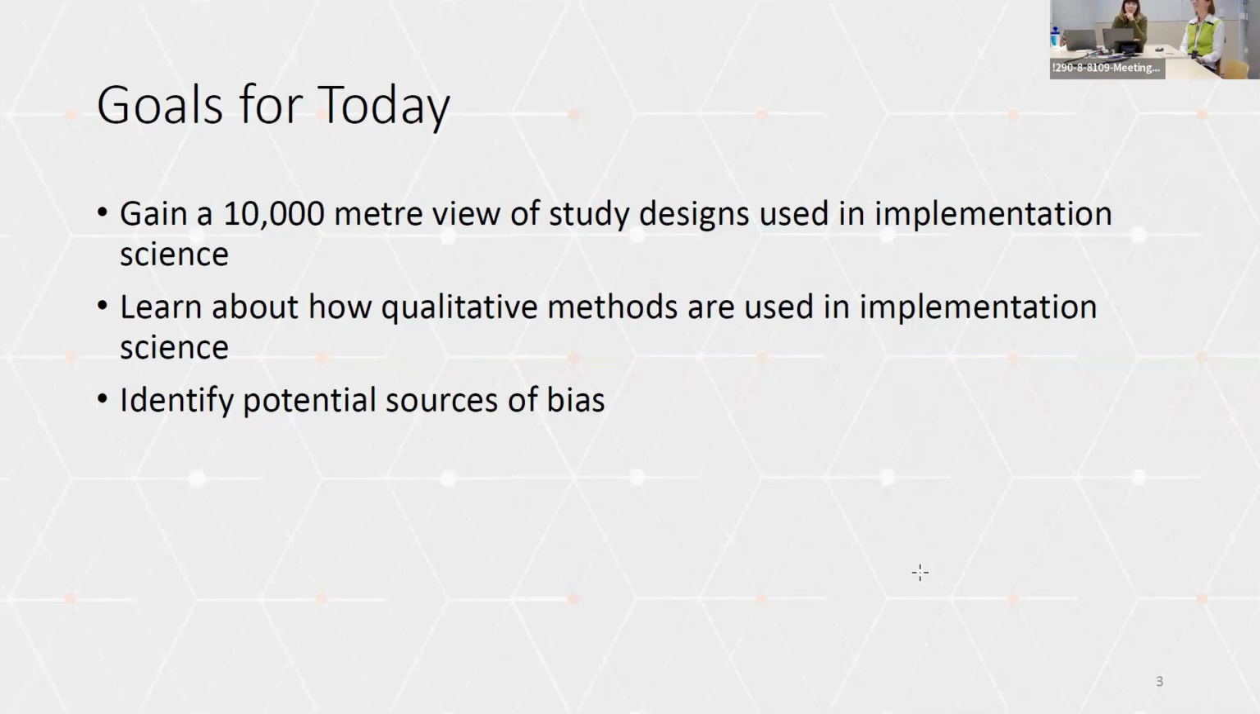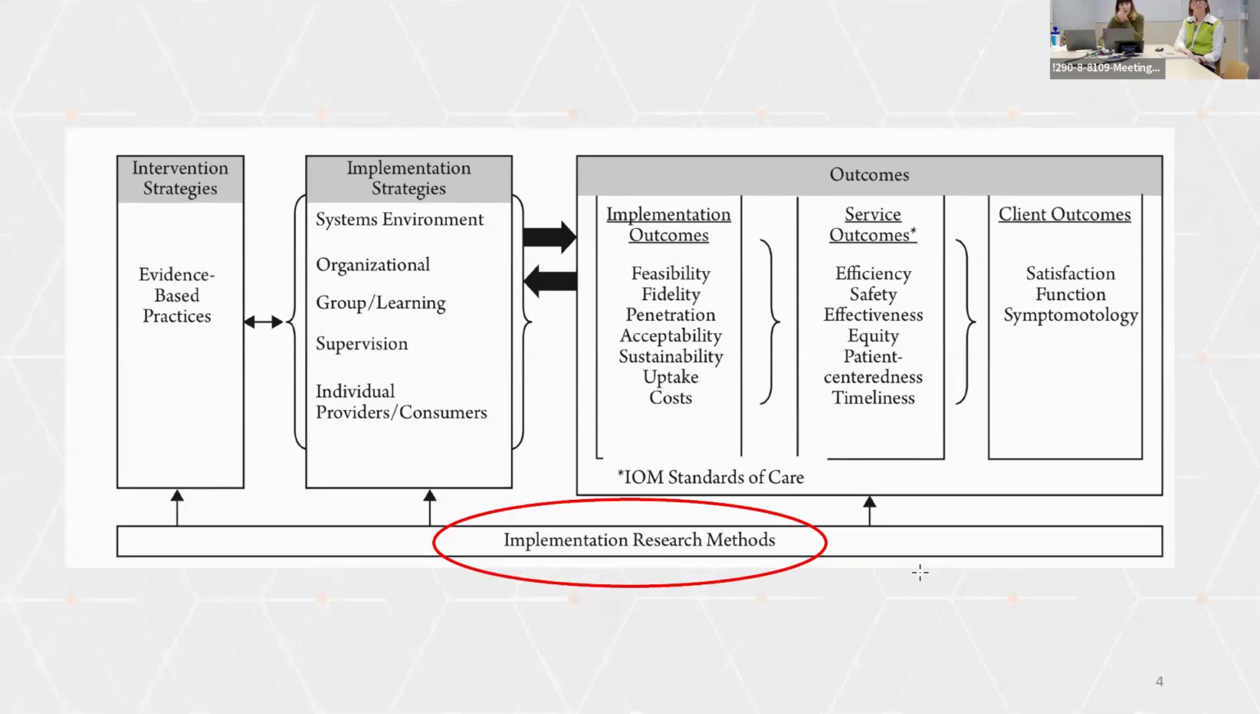All right, so we're going to do a 10,000 meter view of study designs. We're going to learn briefly about the qualitative methods and then also talk about potential sources of bias. As Meg said, this is going to be a really quick overview because there's so much about this topic. So this is where we're at, research methods. We did implementation strategies the other time, if you remember, which is that other box. And then we did unintended consequences, which affects all of this.